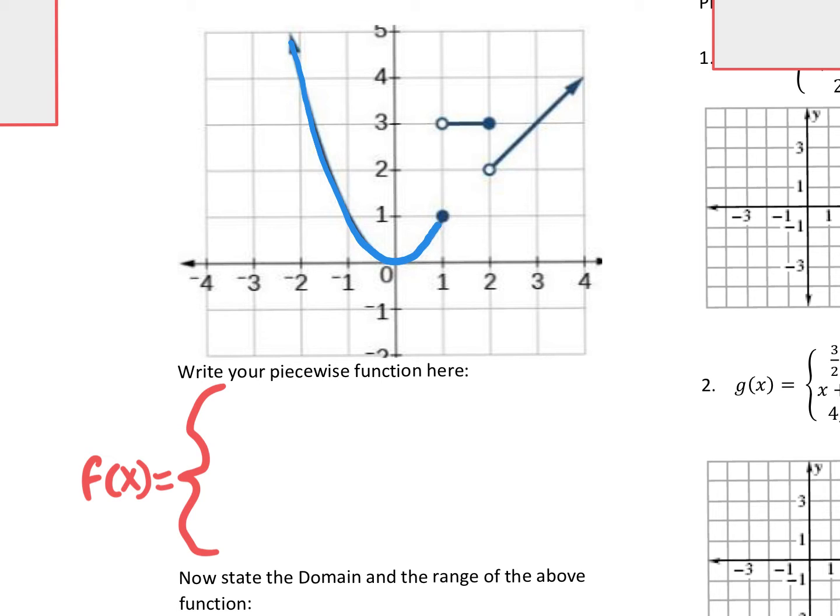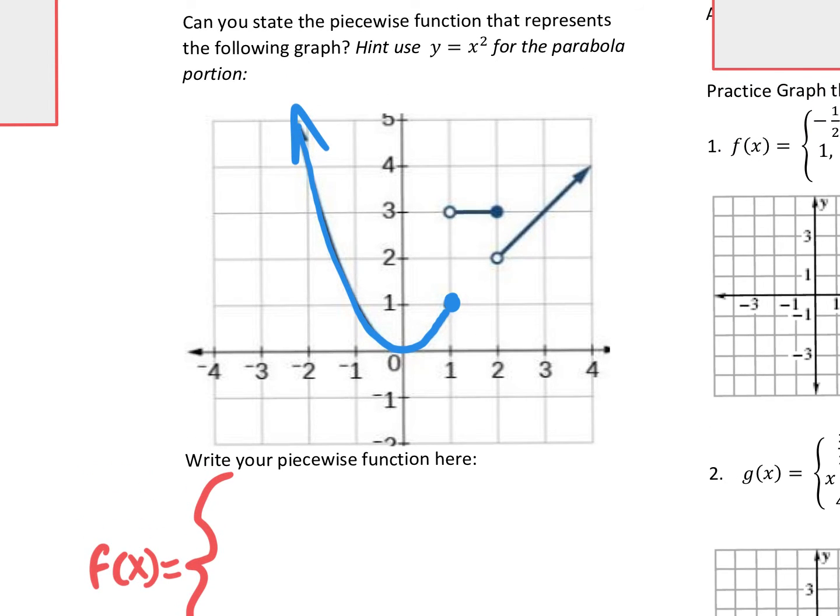I want to do this one in blue. It has a solid dot right there, and an arrow up there. Even if you forgot about parabolas, which we did cover in second semester Algebra 1, it says right here, hint: use y equals x squared for the parabola portion. So this first part that we're seeing is the equation y equals x squared.